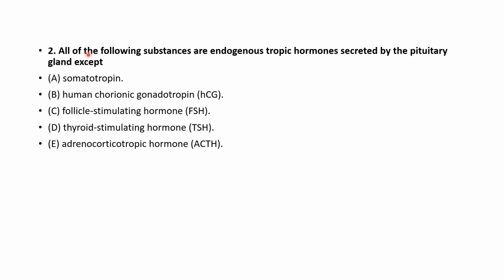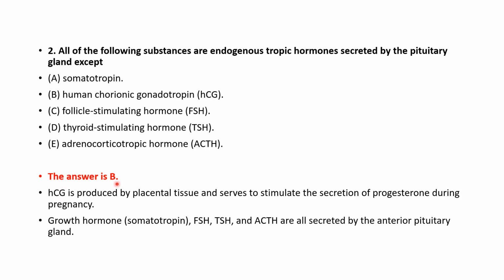Next question. All of the following substances are endogenous tropic hormones secreted by the pituitary gland except: the options are somatotrophin, human chorionic gonadotrophin or HCG, then follicle stimulating hormone or FSH, thyroid stimulating hormone or TSH, then adrenocorticotropic hormone or ACTH. So here the correct answer is option B, that is HCG or human chorionic gonadotrophin.